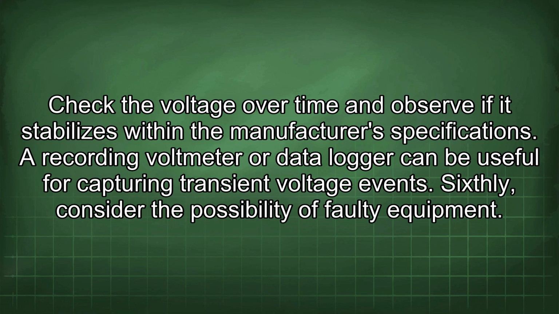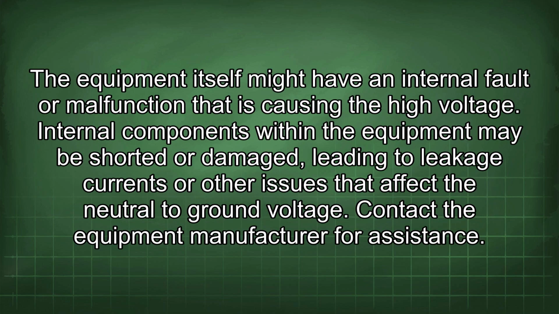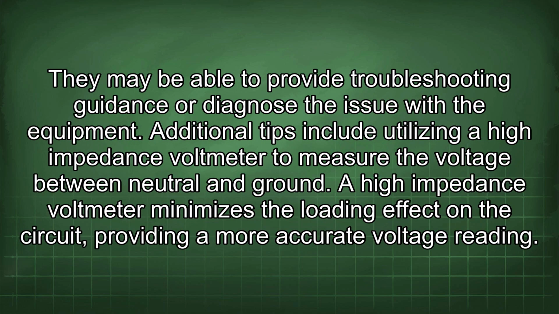Sixthly, consider the possibility of faulty equipment. The equipment itself might have an internal fault or malfunction that is causing the high voltage. Internal components within the equipment may be shorted or damaged, leading to leakage currents or other issues that affect the neutral to ground voltage. Contact the equipment manufacturer for assistance. They may be able to provide troubleshooting guidance or diagnose the issue with the equipment.